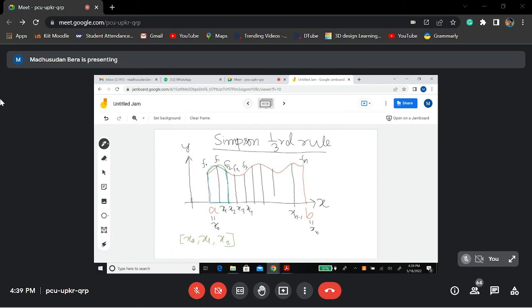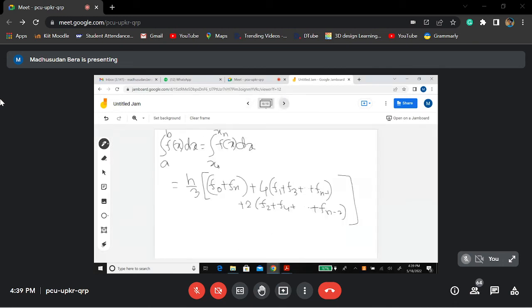Yes, sir. For Simpson 1/3 rule, the number of subintervals will be even. N will be even. So you can remember the formula this way: h by 3, Simpson 1/3, so subinterval length by 3. Then f first value plus last, f0 plus fn. 4 times odd indexed values, f1, f3, up to fn minus 1. Remaining even index, 2 times f2, f4 up to fn minus 2.